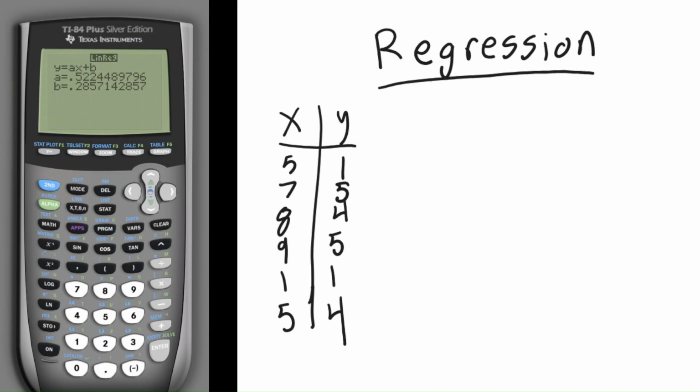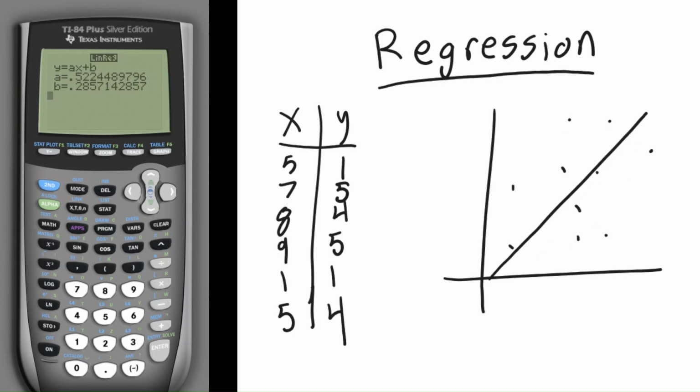So in this case, we have a function. We have y equals 0.52x plus 0.28. And that's the linear regression. Basically what's going on, I don't want to plot all these points exactly, but basically you have a bunch of points, whatever they are, and we just found the line that best goes through them.